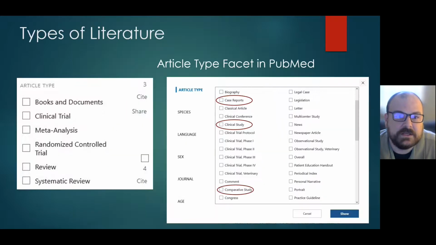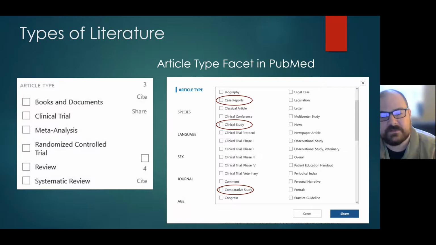So I want to talk a little bit about how to find different types of literature and resources. The main example I'm showing is from PubMed, because everyone knows PubMed. We have other resources that have various facets available in their advanced search strategy, but I just figured I'd show PubMed because everyone uses PubMed, and you'll continue to use PubMed after you graduate.